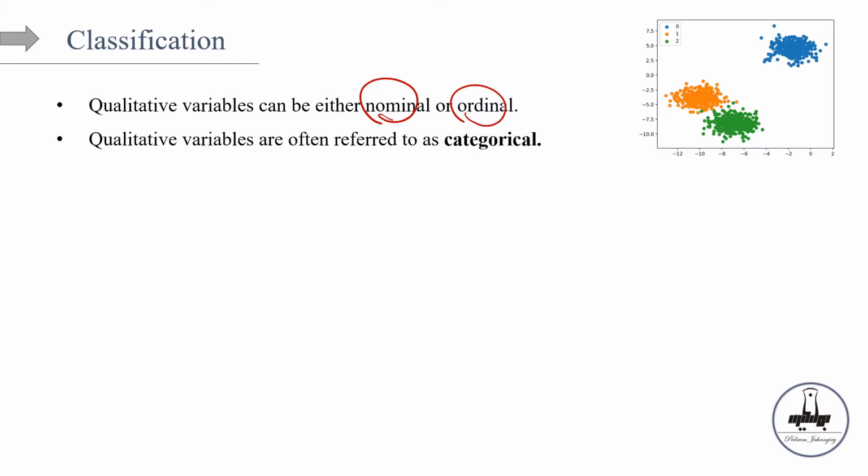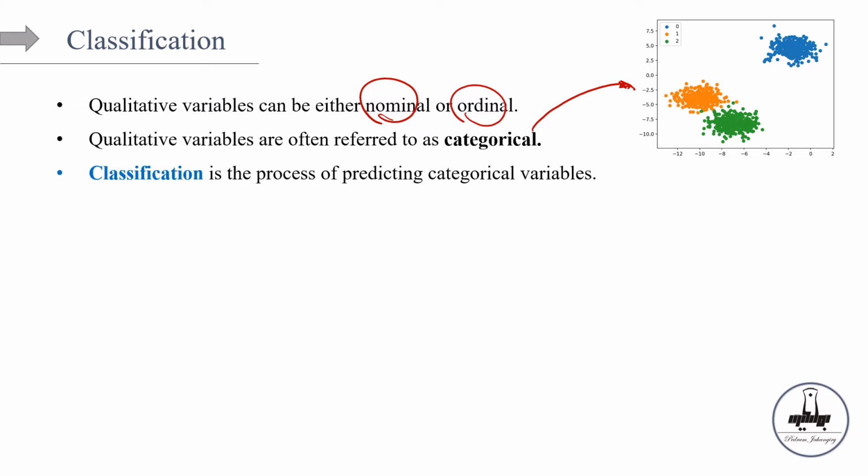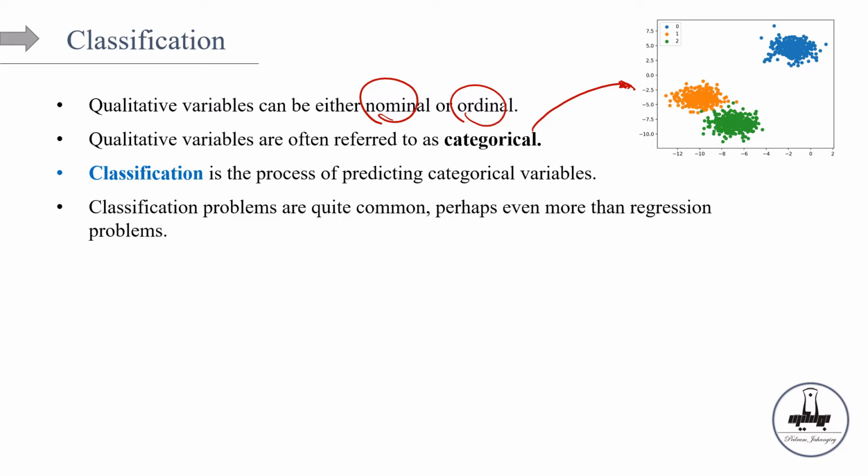So the qualitative variables are also referred to as categoricals. And they are referred to as categoricals because they fit the data into different categories. So in this example, at the end of today, we are going to have 3 categories: blue, orange, and green. Classification is the process of predicting categorical variables, right? And we know that classification problems are quite common, perhaps even more than regression problems, especially in economics and finance.